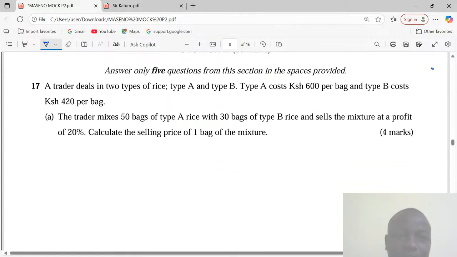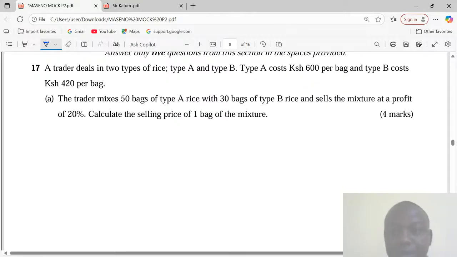A trader deals in two types of rice, type A and type B. Type A costs 600 Kenya shillings per bag, and type B costs 420 Kenya shillings per bag. Part A of this question: The trader mixes 50 bags of type A with 30 bags of type B and sells the mixture at a profit of 20%. Calculate the selling price of one bag of the mixture.